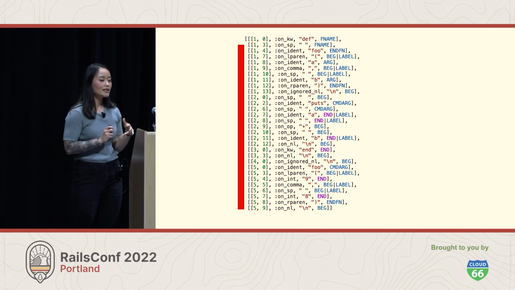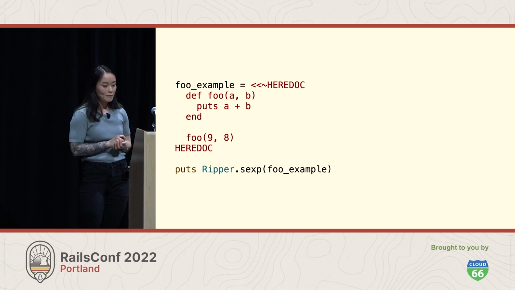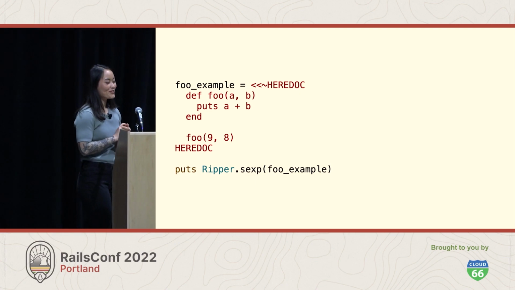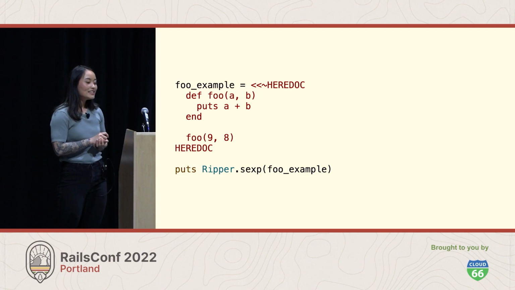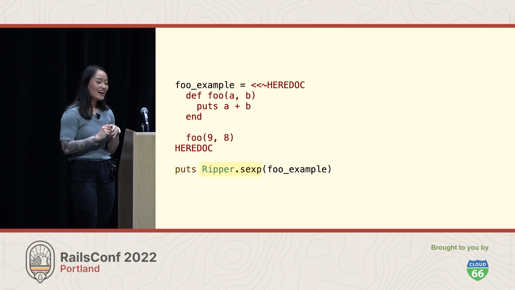So let's take a look again at how Ruby would do it. Back to our foo example, we're going to use the Ripper library again. This time, we're going to use the method sexp.